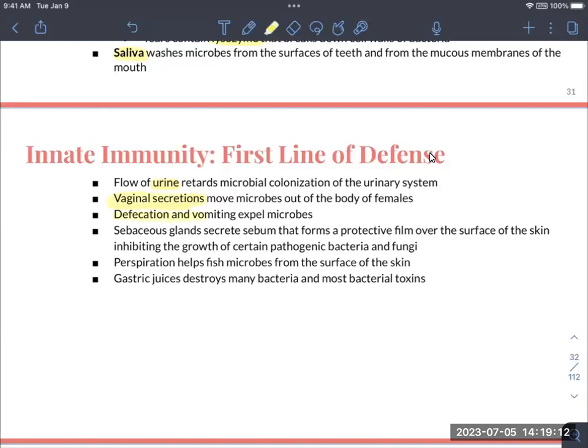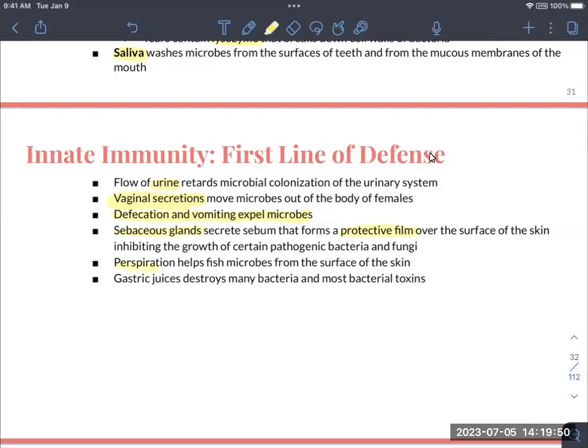Defecation, vomiting, or vomiting is a quick way to expel microbes. Defecation, that's another way to get rid of them. Sebaceous glands, we have those on our skin and our hair. The oils that are secreted create this film over our body that has certain qualities to it that prevents the growth of specific pathogens, bacteria, fungi on our skin.